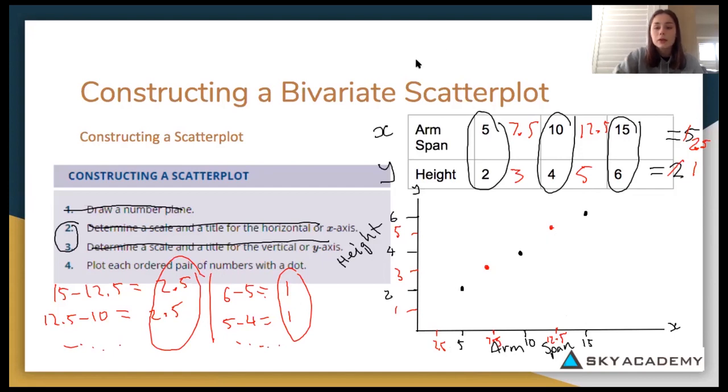So just to recap how you would construct a scatter plot, you would draw your number plane with your y and your x-axis. Then you would look at your table of values, determine a scale or what number you want to go up by, put that scale onto your x and y axis, then look at your ordered points and plot each pair onto your number plane, and then you would label them height, arm span, x, y, and so on. So that's how you construct a bivariate scatter plot.